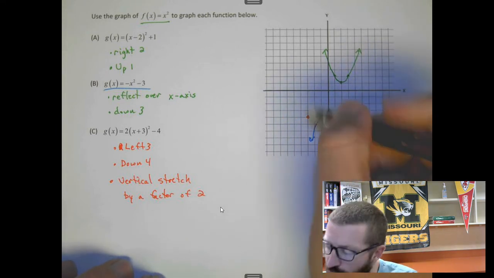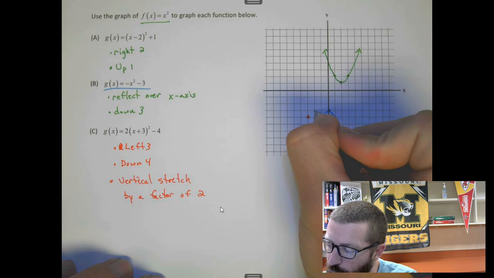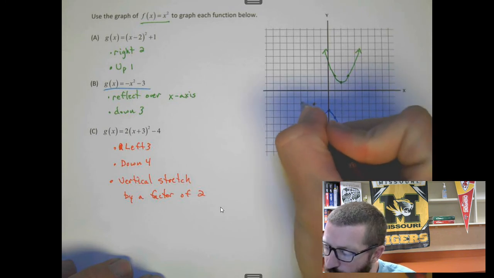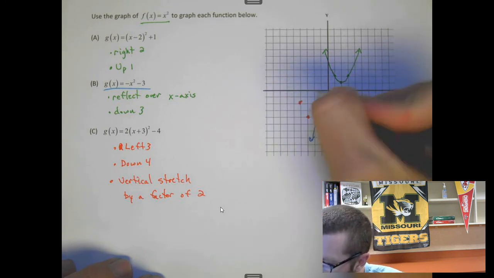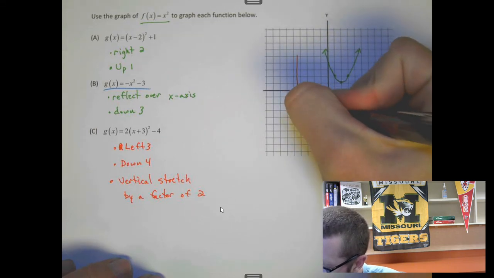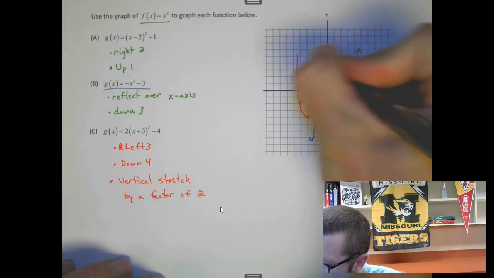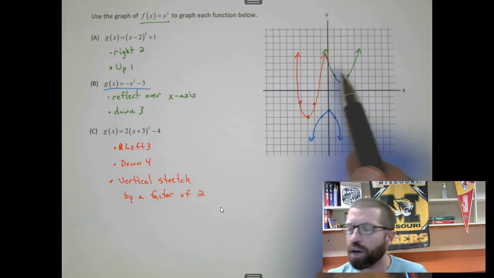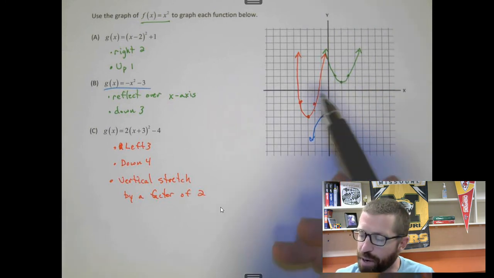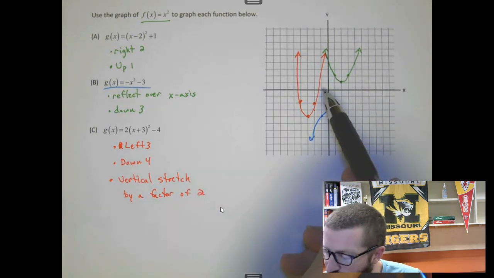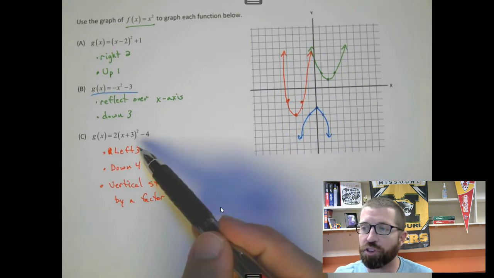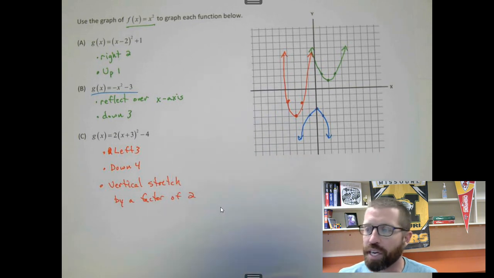And then instead of going up 1, I'm going to multiply it by 2. Everything's going to be stretched out by 2. And so you'll notice that this parabola looks skinnier than the other ones. And you could add more points if you wanted to. If you wanted to plug in like -1 to see what you get there, that might be a good idea.